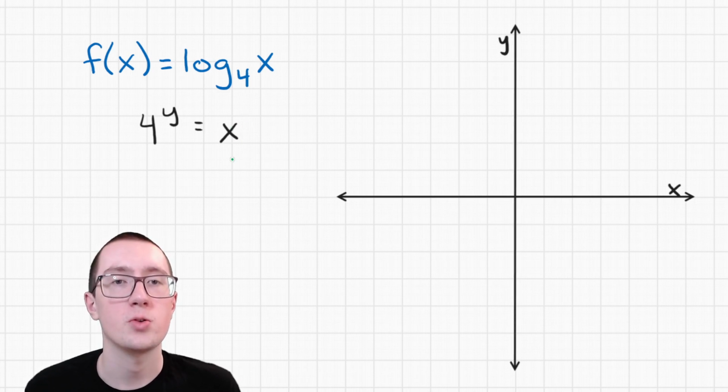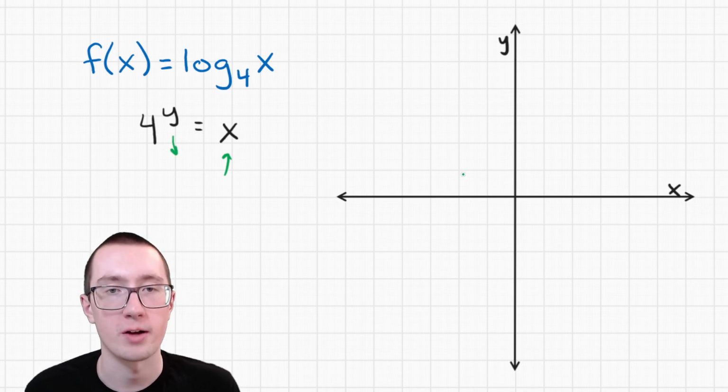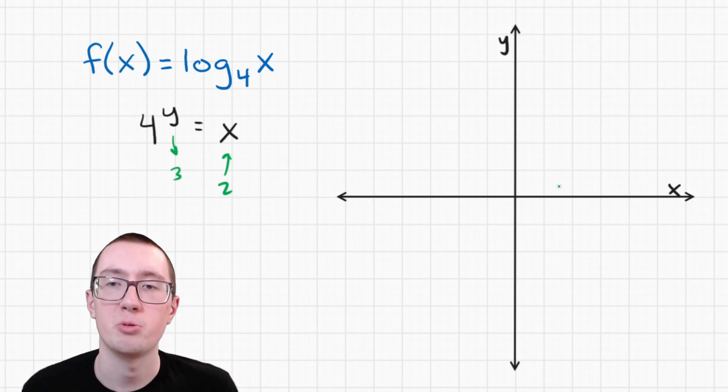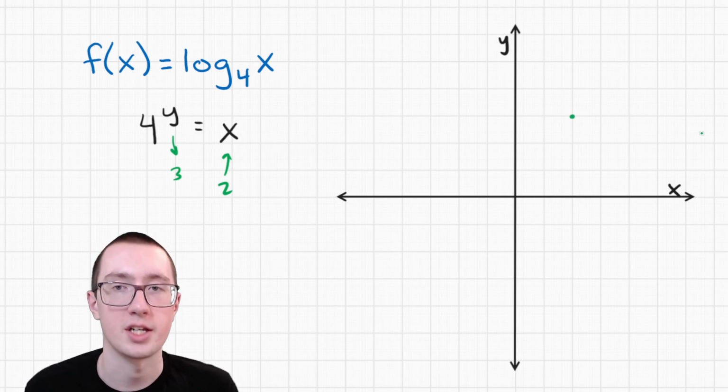So to graph anything, you can always just plug in numbers into x, see what you get out for y, and put them on the graph. So for example, if you put in 2 and then got out 3, then you would go 2 to the right because x is to the right, and then 3 upward because y is up, and then plot a point here, and then you would connect them up with a line.